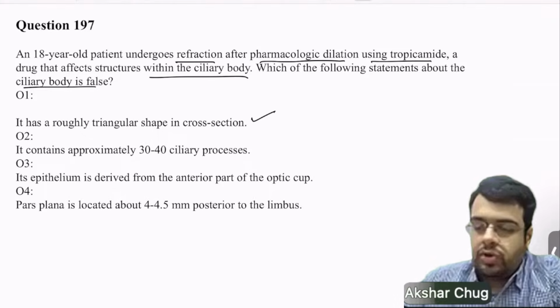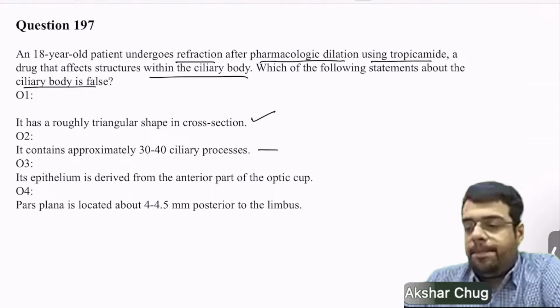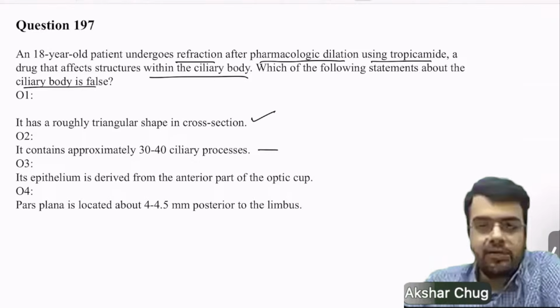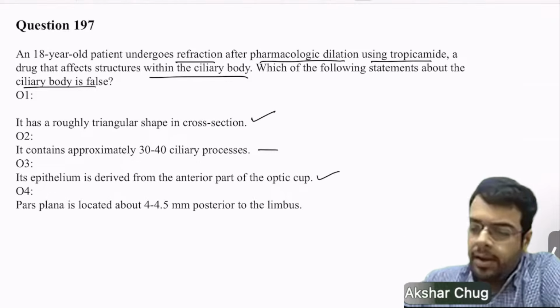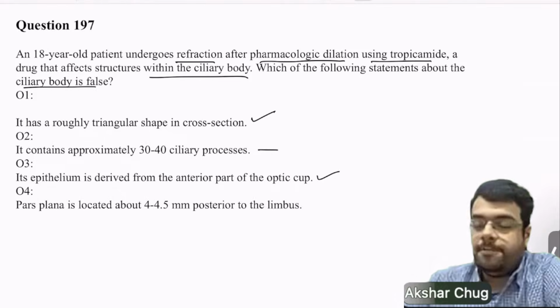This I'm not sure about. Its epithelium is derived from the anterior part of the optic cup. Again, it sounds like a true statement because the ciliary body is present in the anterior part of the globe. Pars plana is located 4 to 4.5 mm posterior to the limbus. This is also a correct statement.